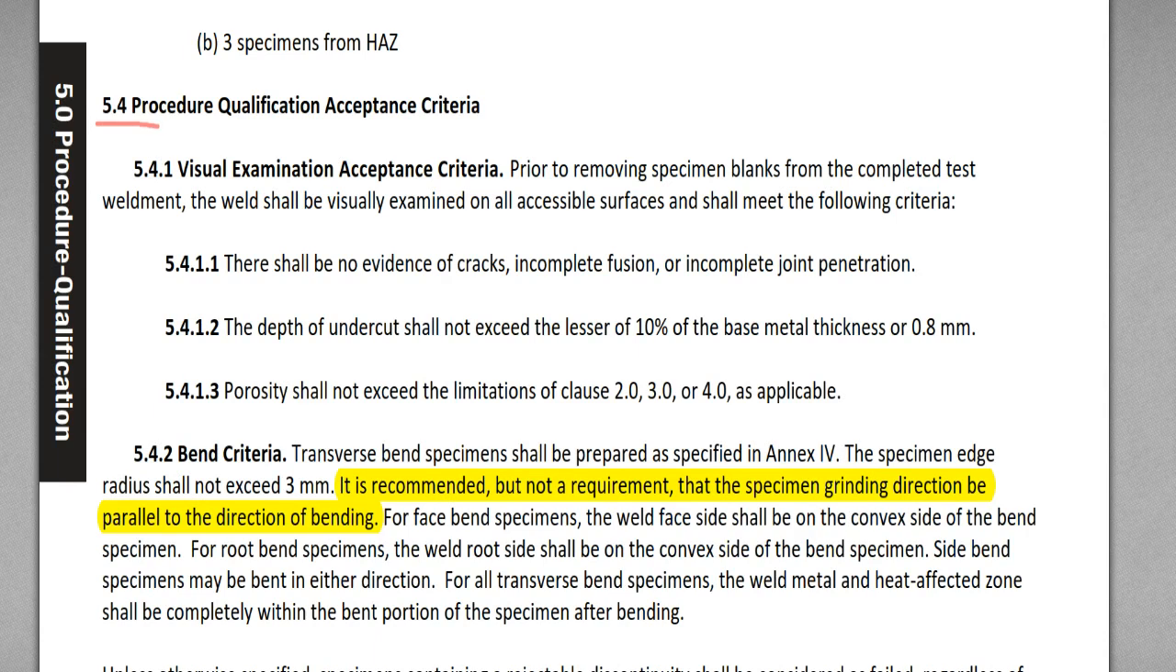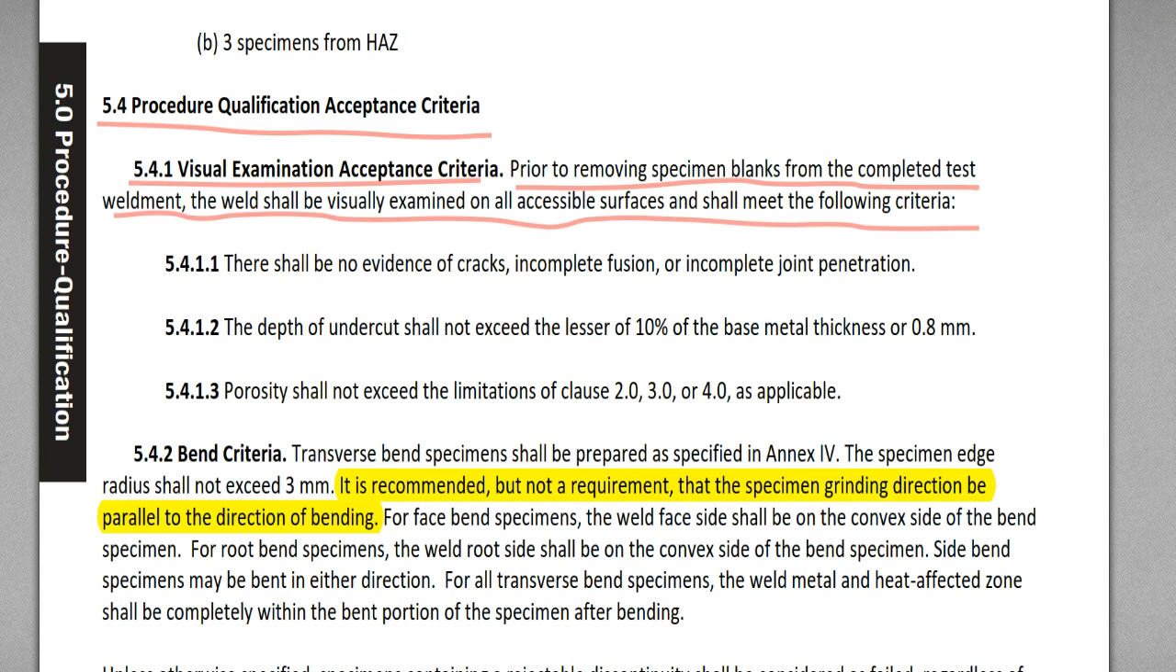5.4 Procedure Qualification Acceptance Criteria. 5.4.1 Visual Examination Acceptance Criteria. Prior to removing specimen blanks from the completed test weldment, the weldment shall be visually examined on all accessible surfaces and shall meet the following criteria. 5.4.1.1 There shall be no evidence of cracks, incomplete fusion, or incomplete joint penetration. We studied incomplete joint penetration and incomplete fusion, and for cracks, there shall be no evidence of them.